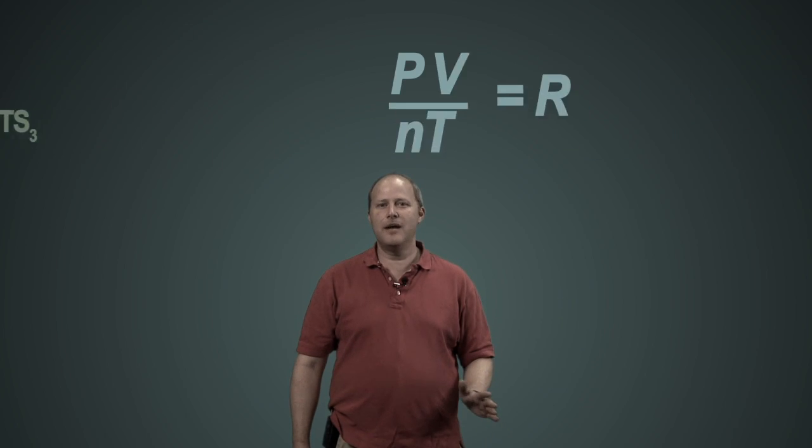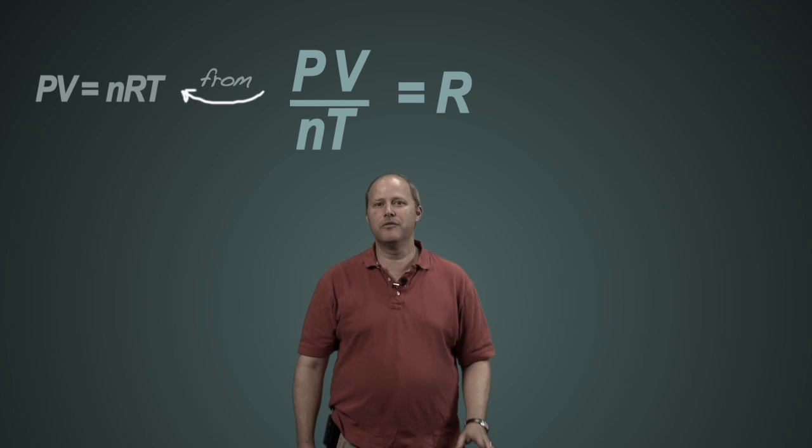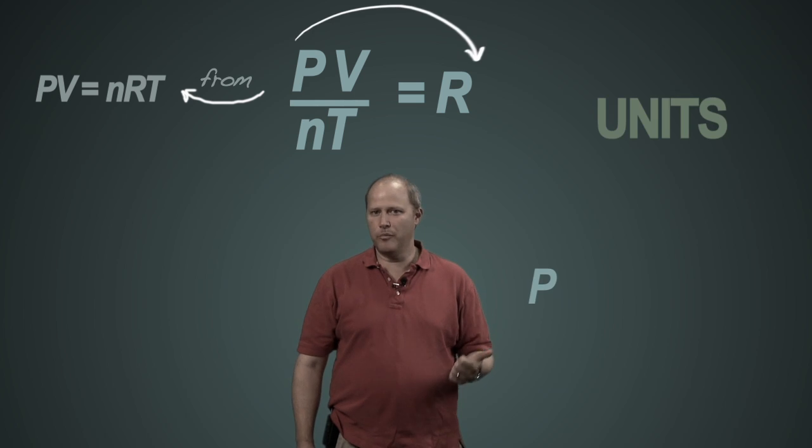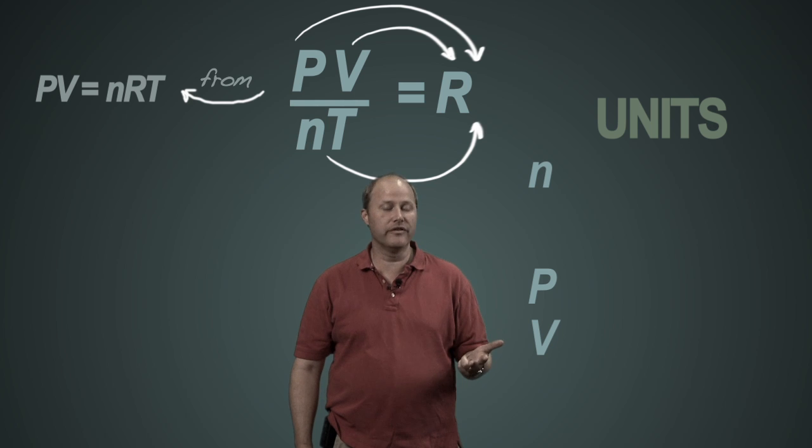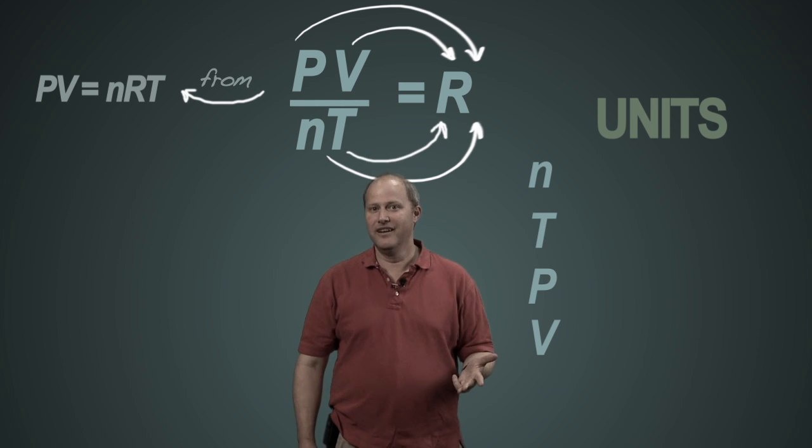It's pressure times volume divided by the number of moles times temperature. So the value for R that you get is going to depend on what units you have for pressure, what units you have for volume, what units you have for moles, and what units you have for temperature.